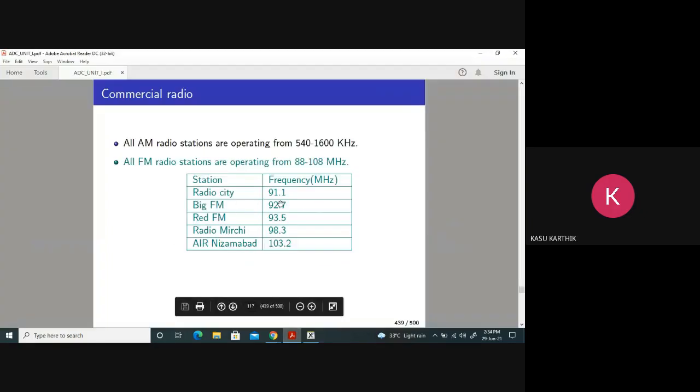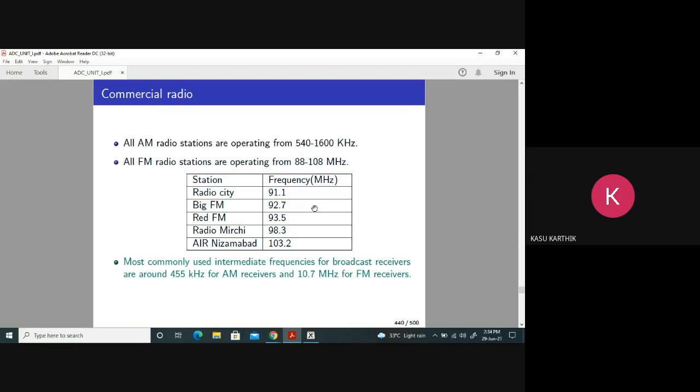Okay, so these are some of the most famous FM radio stations that we have, like Radio City. It is operating at 91.1 megahertz. Big FM, Red FM, Radio Mirchi, and All India Radio Nizamabad. It is operating at 103.2 megahertz. Okay. In the same way, you can verify the frequency of any FM station as well as any AM station.